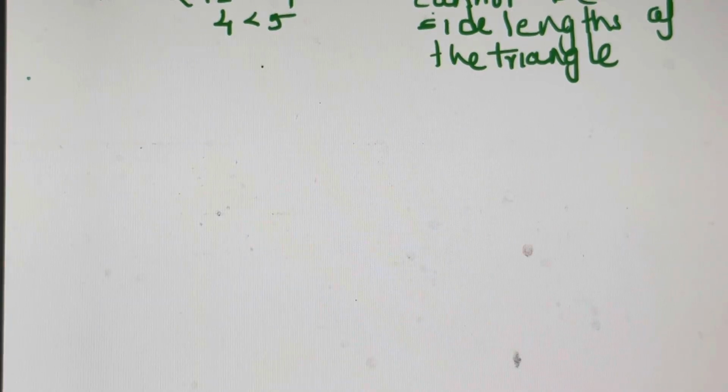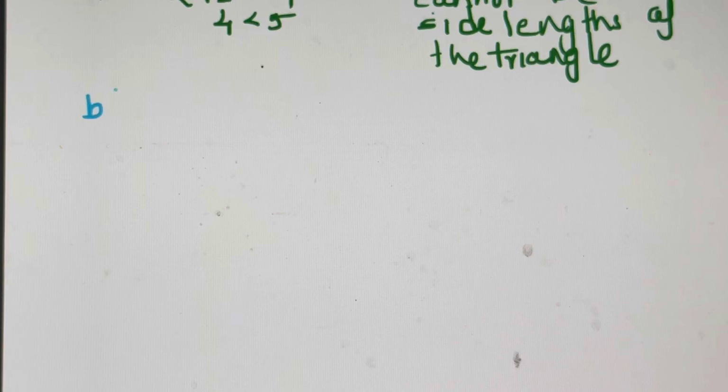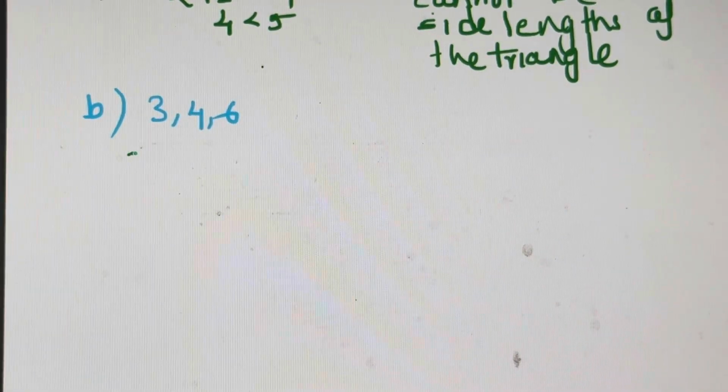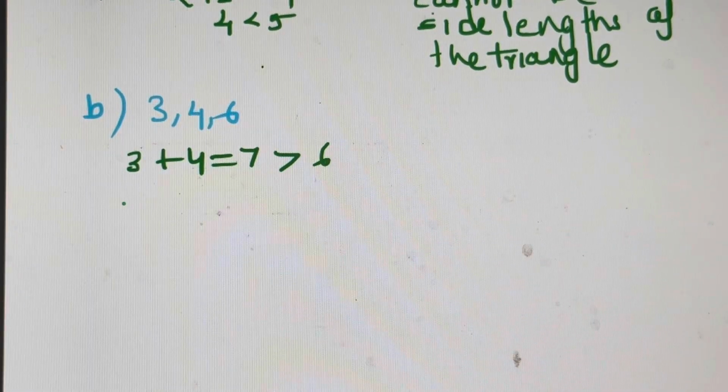B. In B the side lengths are 3, 4, 6. Right? So if we take 3 plus 4 is equal to 7. So that's greater than 6. So okay, the first case is fine. So we'll check all of them now.